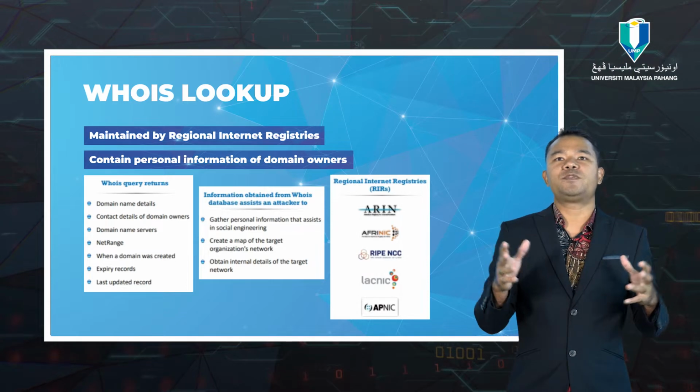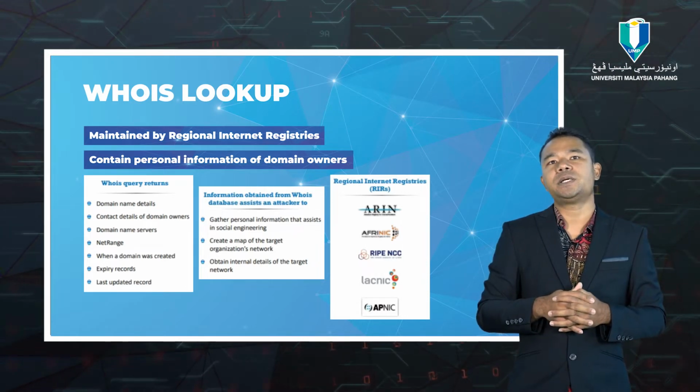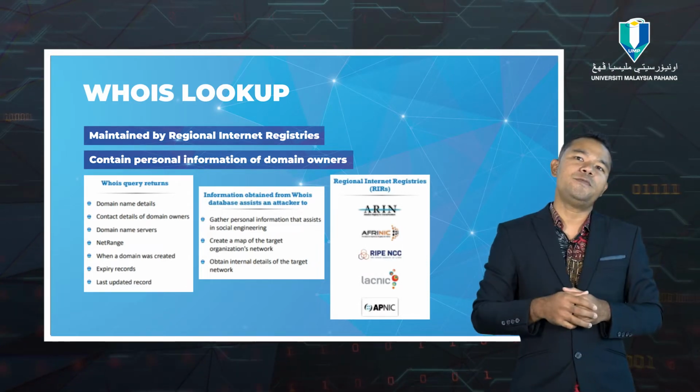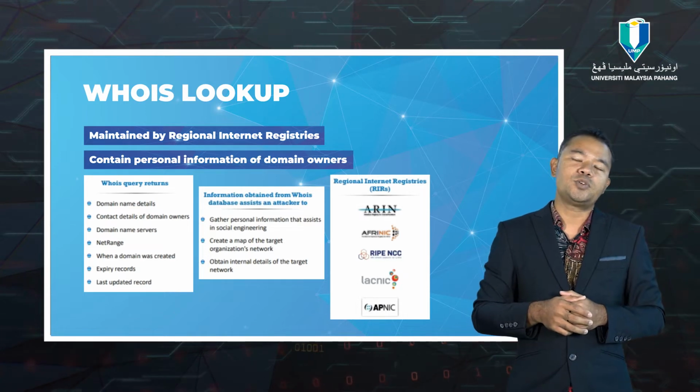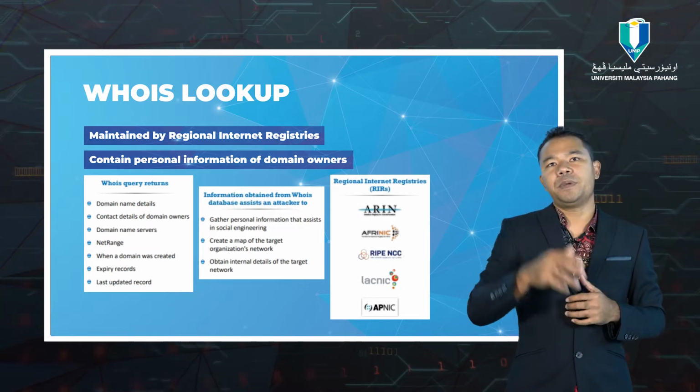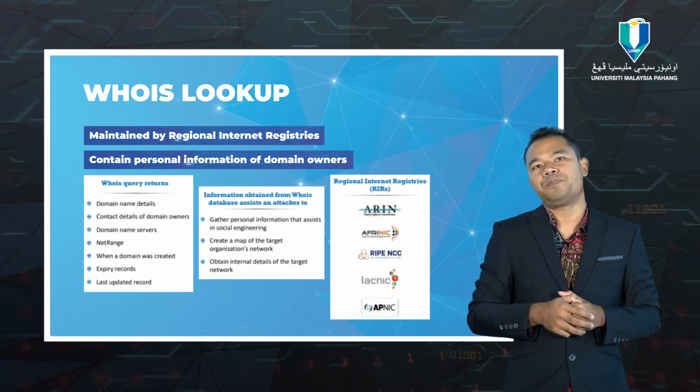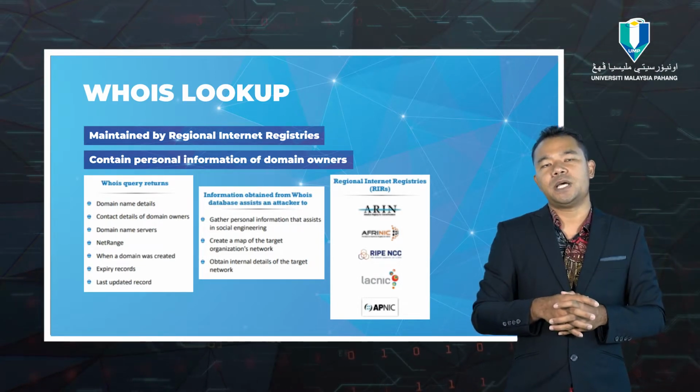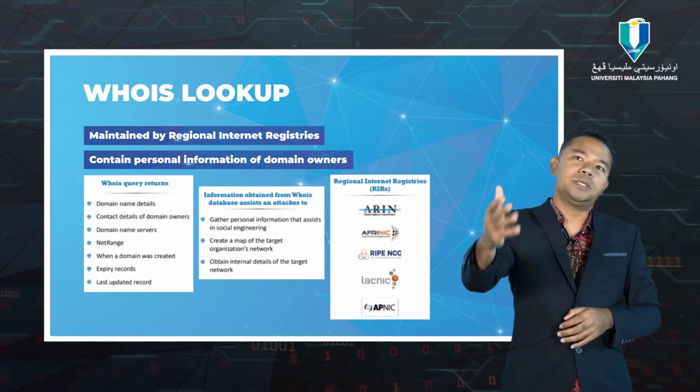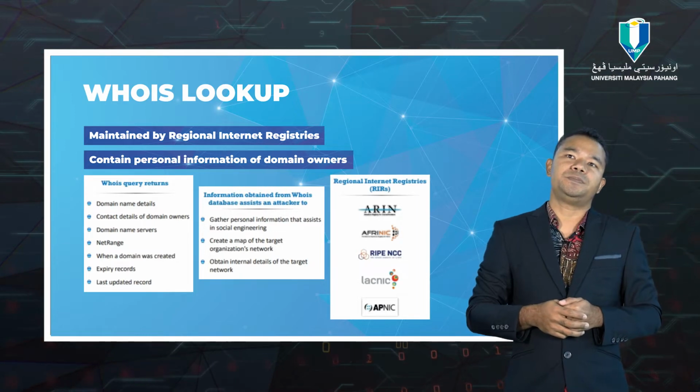Information obtained from the WHOIS database assists an attacker in gathering personal information that assists in social engineering, creating a map of the target organization or network, and obtaining internal details of the target network. This is an example of a regional internet registry.